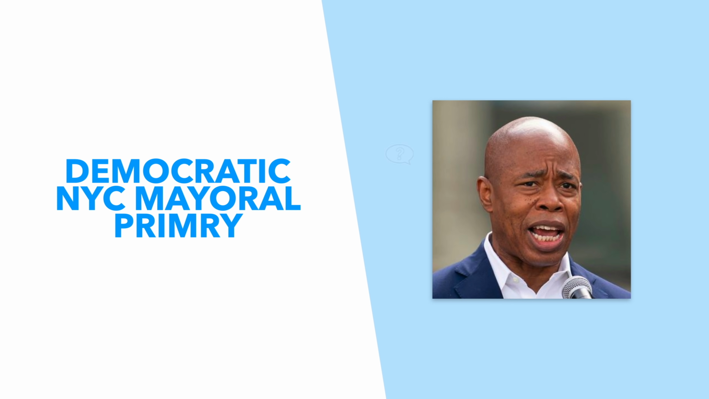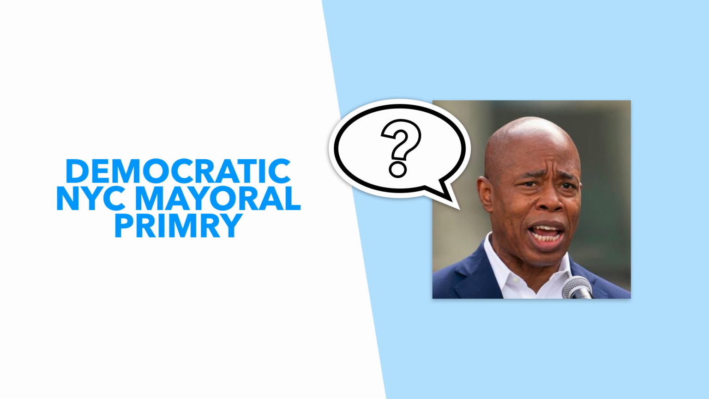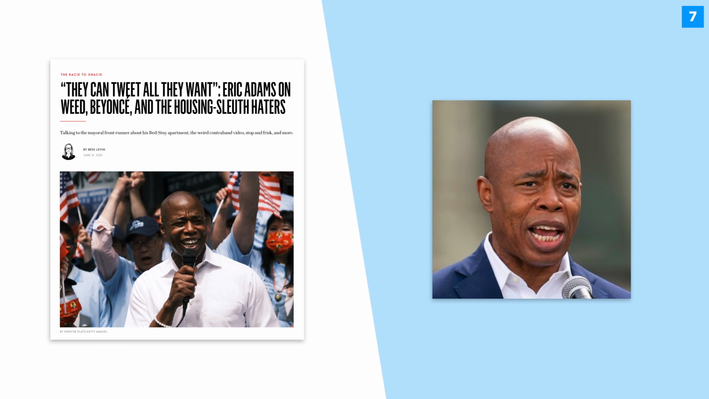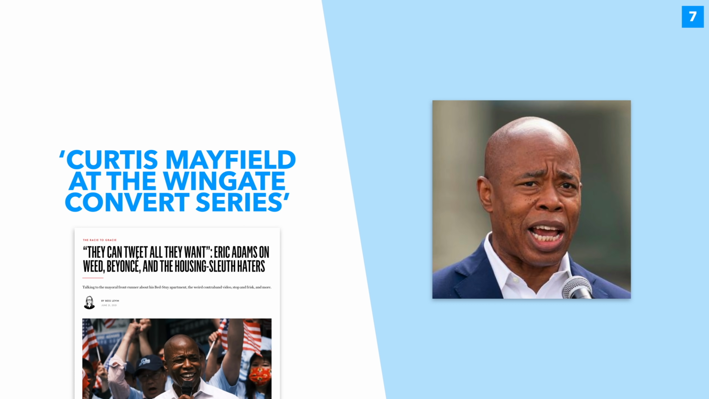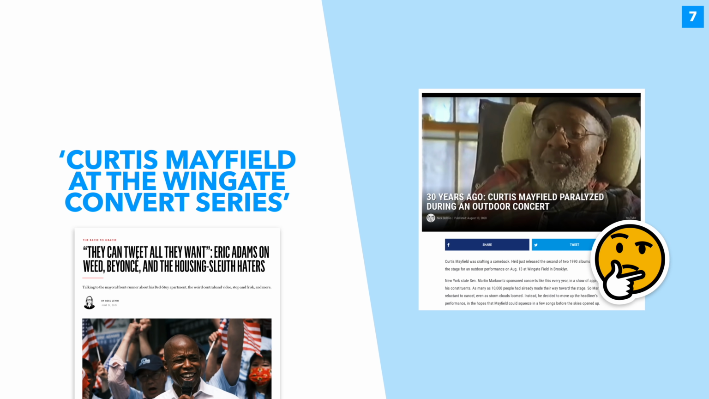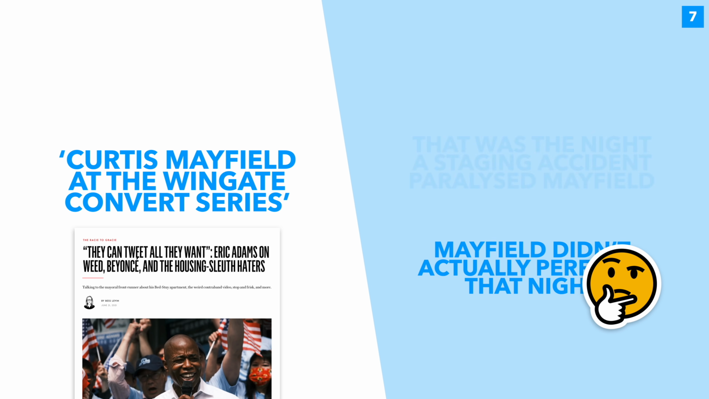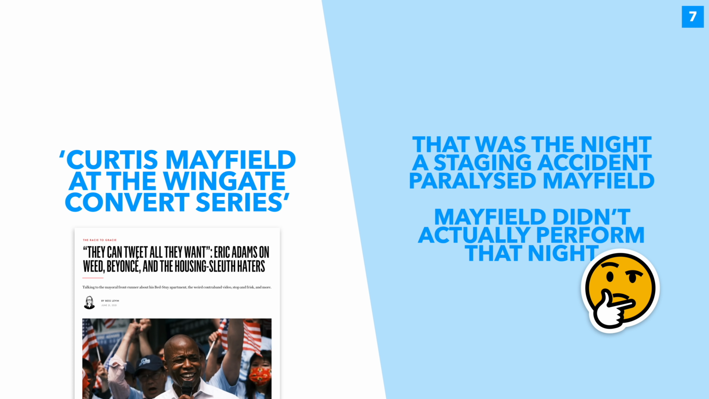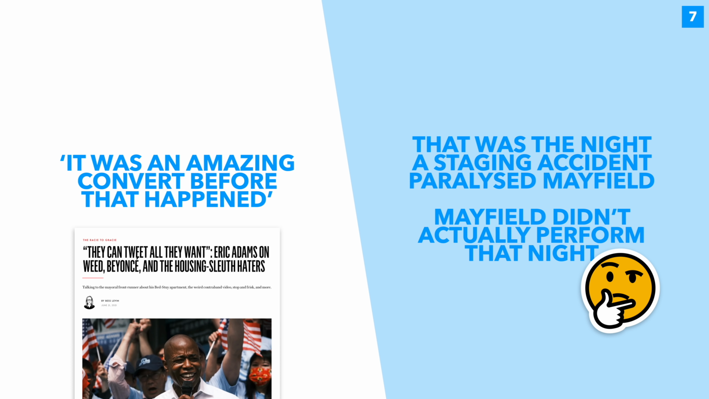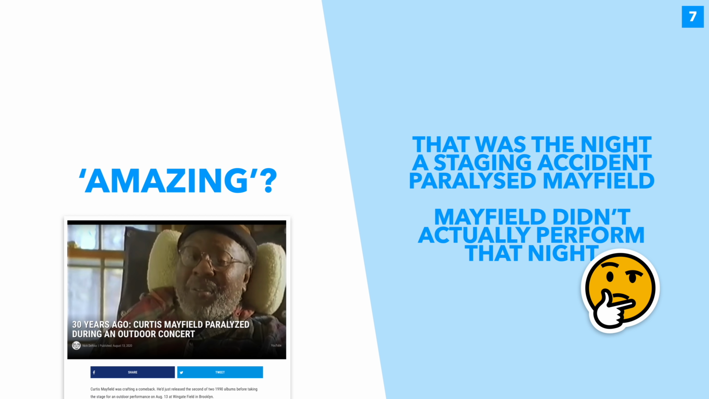Adams also said some slightly odd things towards the end of the race. In a Vanity Fair interview, he was asked what his favourite concert was, and he said Curtis Mayfield at the Wingate concert series. Two weird things about that answer. Firstly, it was the night where the lighting rig fell on Mayfield, paralysing him. And secondly, Mayfield hadn't even started performing when the rig fell on him. So when Adams said it was an amazing concert before that happened, it's unclear which bit was amazing.